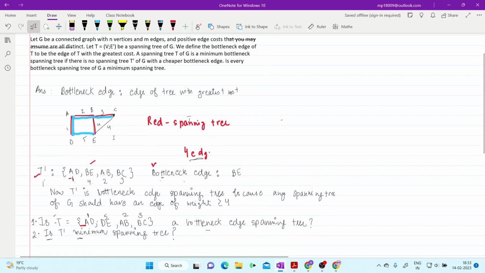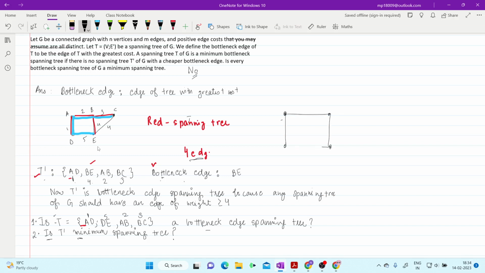First of all, can you find in this graph any other bottleneck spanning tree which is not a minimal spanning tree? If you can do that, then this statement is false. Then we can clearly write the answer is no. So in this following graph, is there a bottleneck spanning tree which is not a minimal spanning tree?